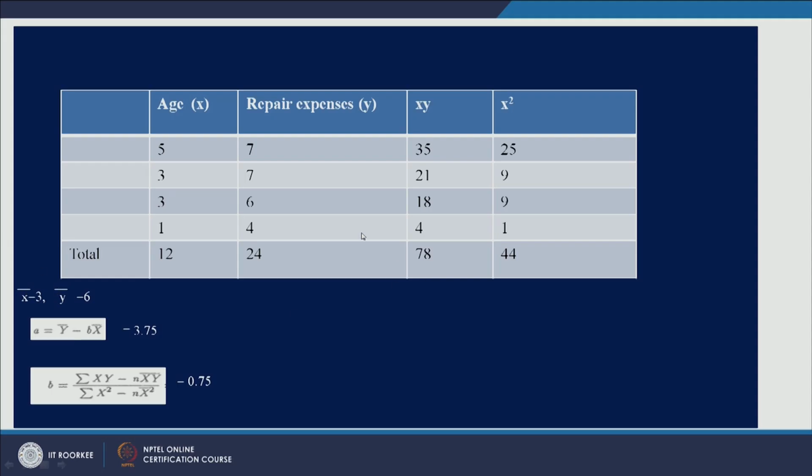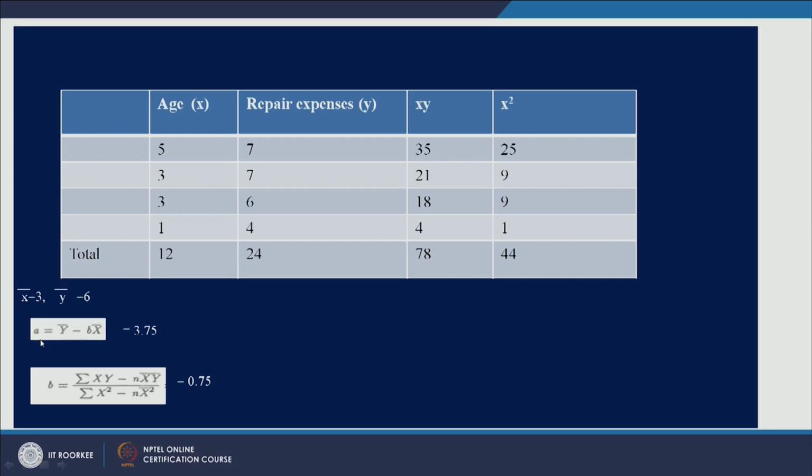So, this is 3 and y bar is 6, right. So, this summation of all these values is 24 and divided by 4, so this is 6. Similarly, for x y, you can multiply these two columns and find the total. Similarly, x square here, so the total is 44.